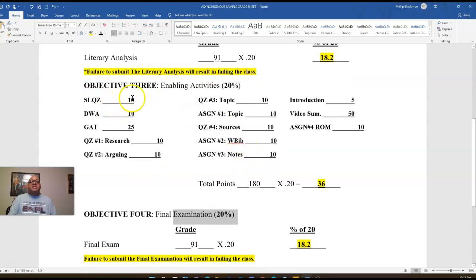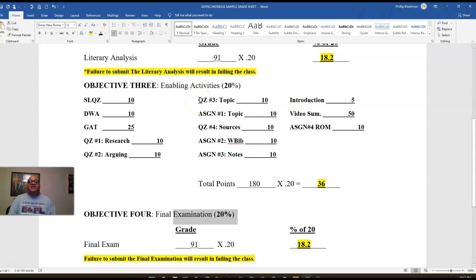Objective 3 covers all of your quizzes and all of your assignments that you've done this semester. Everything is listed here. SLQZ, that's the syllabus quiz, diagnostic writing assignment, GWA, GAT, grammar assessment test. So listen to me carefully.